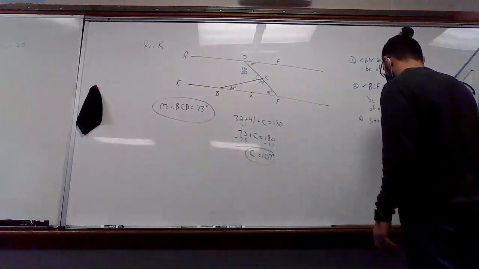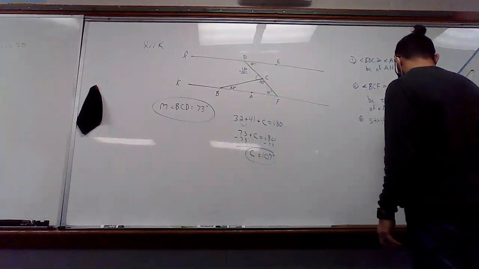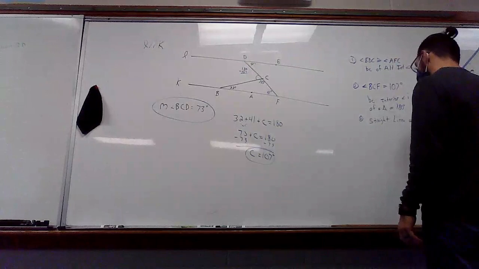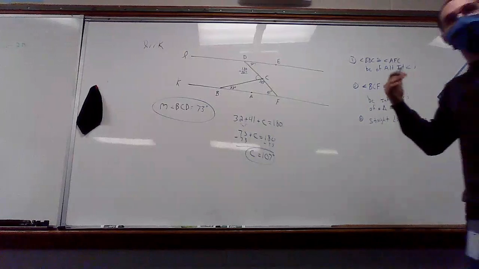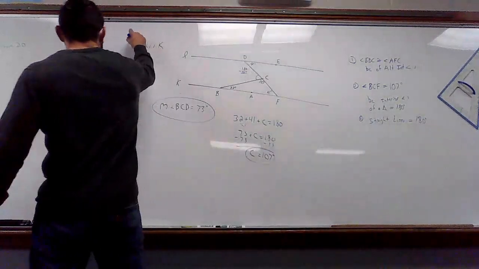Straight lines equal 180 degrees. Another way to earn even more points is to say a linear pair equals 180 degrees. So we've now done 1, 2, 3, and 4. So this was number 4.